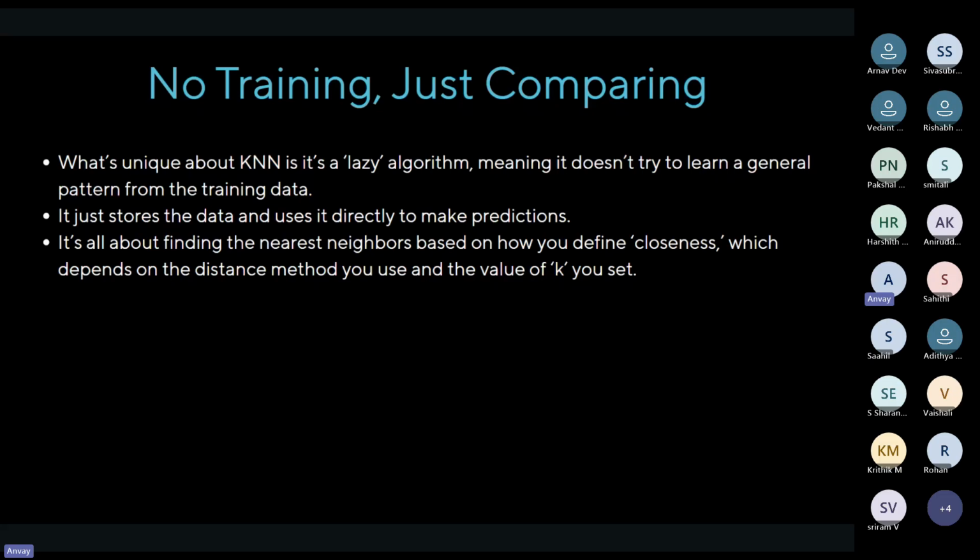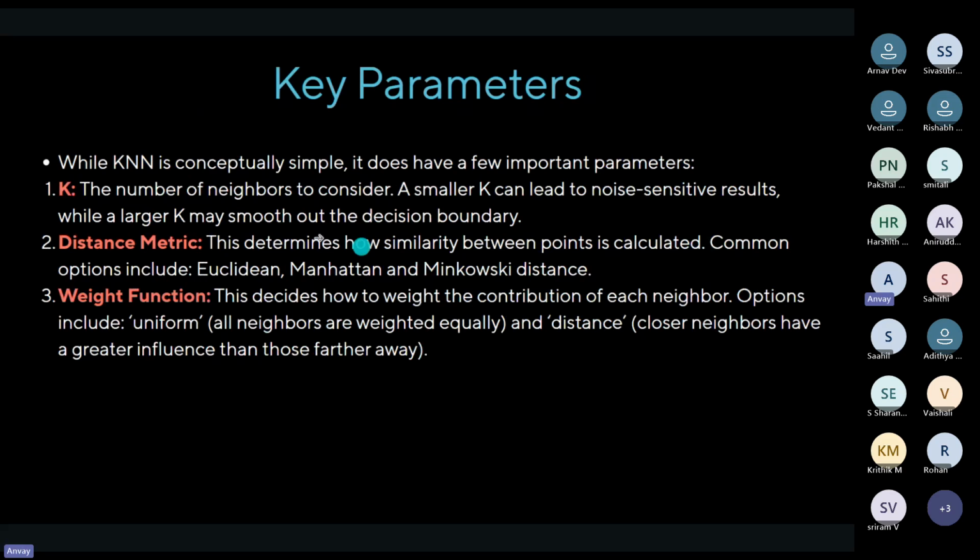It depends all on how you define the closeness and how you choose the value of k. These are the key parameters in this algorithm. One is k, the number of neighbors you want to consider: how many neighbors surrounding your data point should take part in the voting to define what class your point belongs to. Then you've got the distance metric. You've got multiple distance metrics such as Euclidean, Manhattan, Minkowski, Chebyshev, Hamming distance, and so on. We'll talk about them later on. And a weight function. You can also define whether each data point has an equal weight, or whether closer data points have more weight and further data points have less weight, and so on.